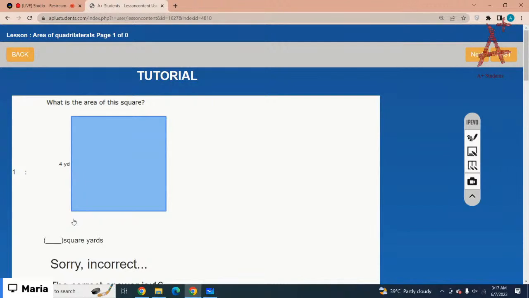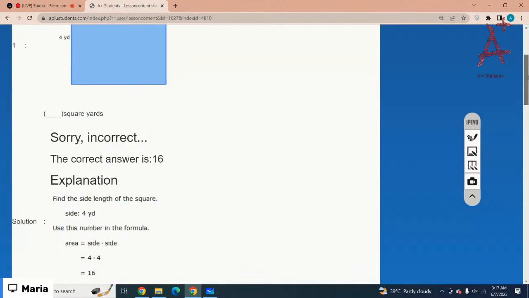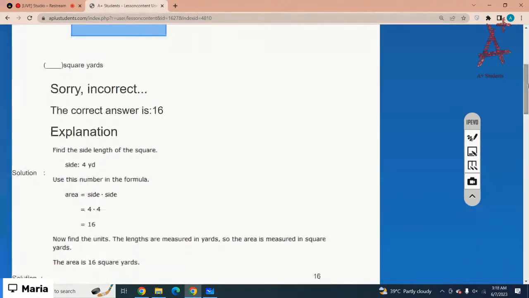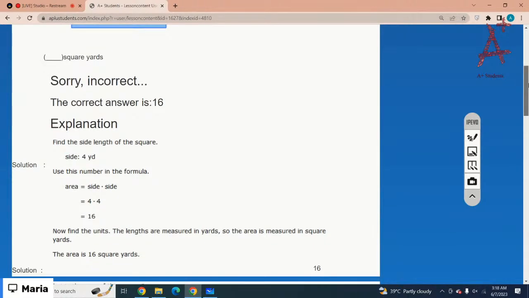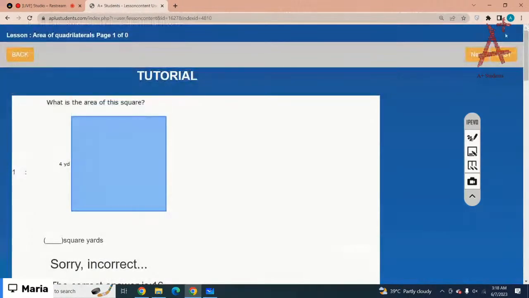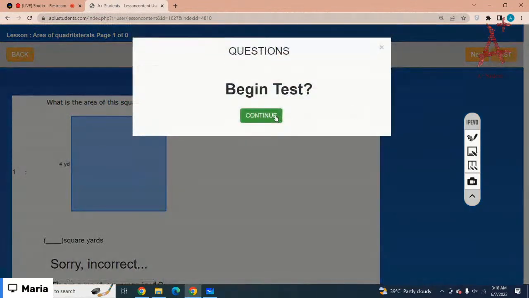So when you have to calculate the area of a square, you have to do side times side. Got it? So it would be 4 times 4. That would be 16. Got it? Okay, the next one is, let's just start with the practice questions.